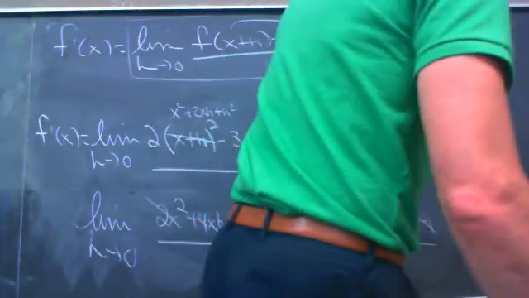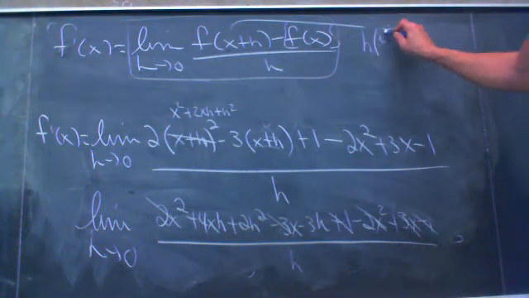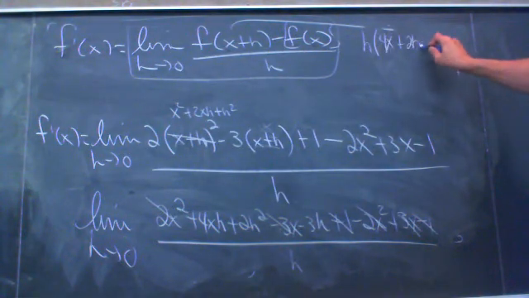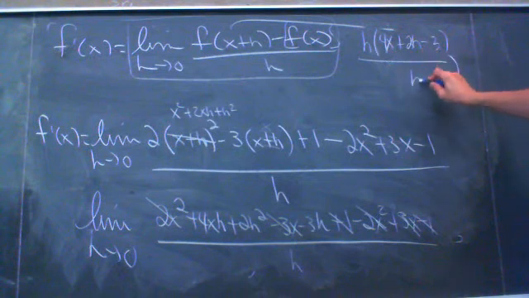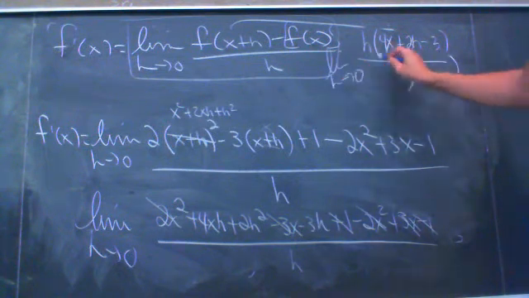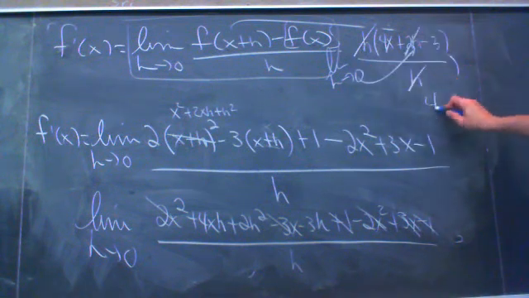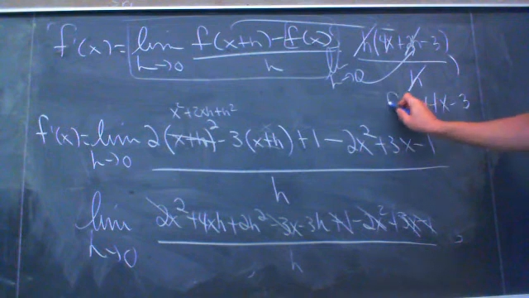So I'm going to factor. And if I factor out an h, I have 4x plus 2h minus 3 all over h. Take the limit as h goes to 0. They divide out. 0 goes in for the h. And I'm left with 4x minus 3.